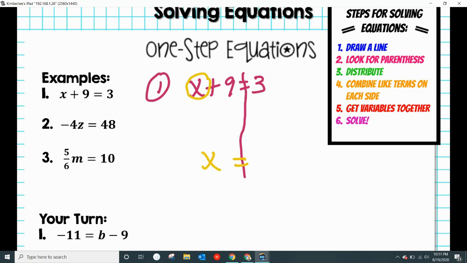So in order to do that, we need to look and say, what is next to x on this side? Well, I have a plus 9. Then ask yourself, what's the opposite of plus? I'm hoping you're saying it's subtraction. So let's do that. Let's subtract 9.